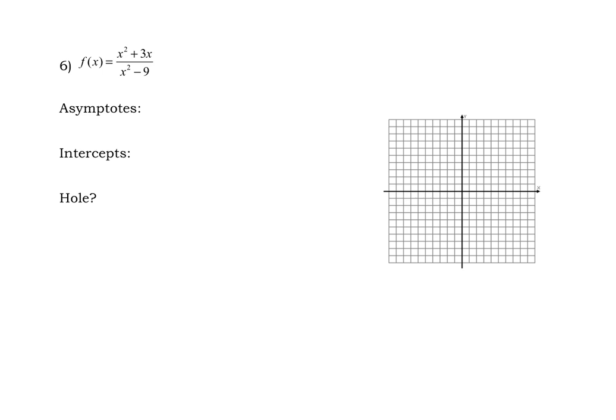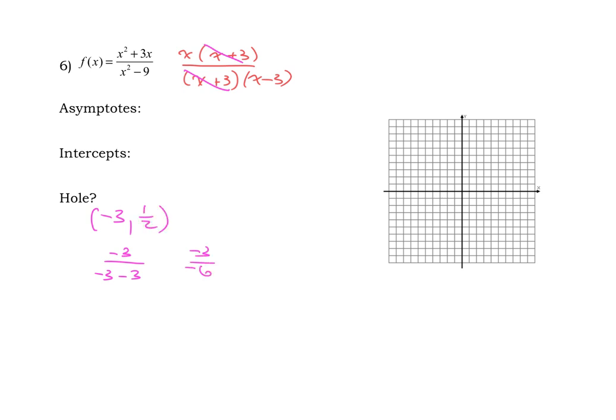Okay, last example. I have to factor the top and factor the bottom. The top has a common factor, so I pull out that x and get x plus 3. On the bottom, it's a difference of squares, so it's x plus 3, x minus 3. We see that we have a hole at x plus 3, so my hole is at negative 3. Now I plug in that negative 3 into all the x's left, so it's negative 3 over negative 3 minus 3. So it's negative 3 over negative 6, which is positive 1/2. So there's where my hole is.